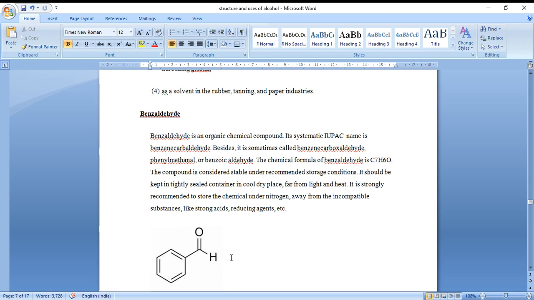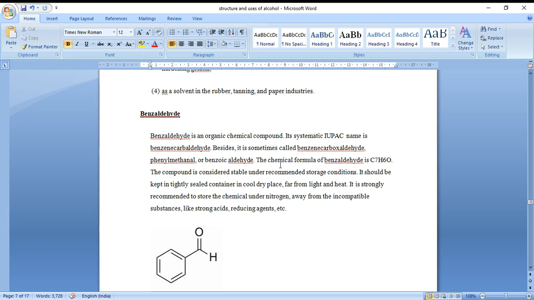Besides, it is also sometimes called benzene carboxyaldehyde or phenyl methanol or benzoic aldehyde. So there are three types of synonyms. In exam, generally they may ask, write the structure and uses of benzoic aldehyde or phenyl methanol. They may not use the constant term, that is benzaldehyde, which is given in the syllabus. So you people have to remember all the synonyms which are available for the given compound.